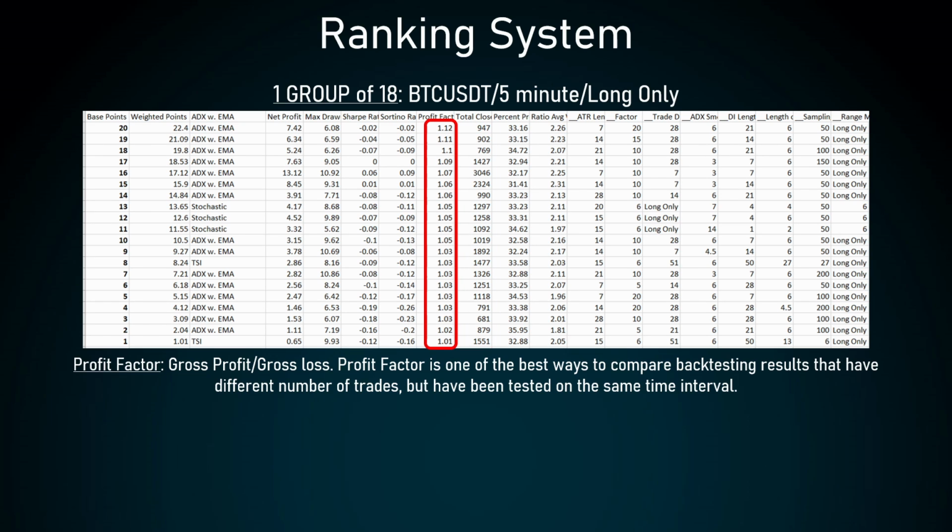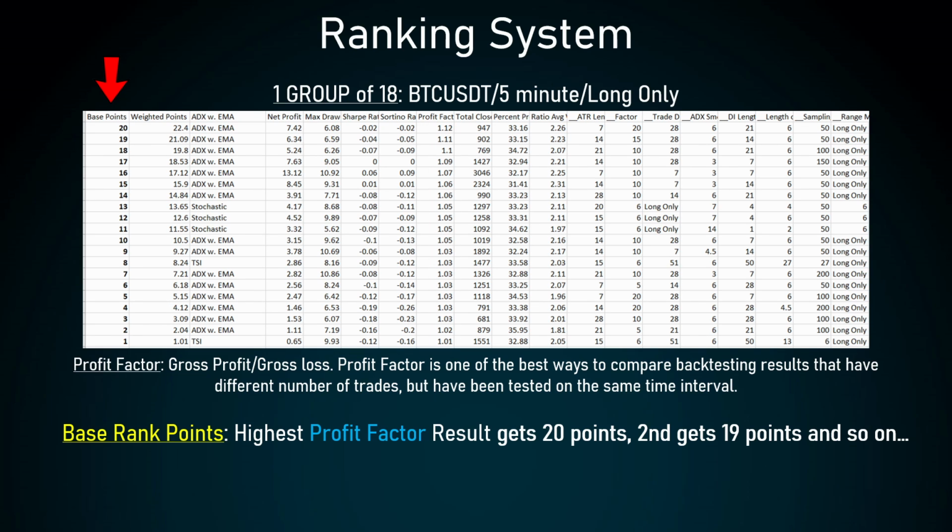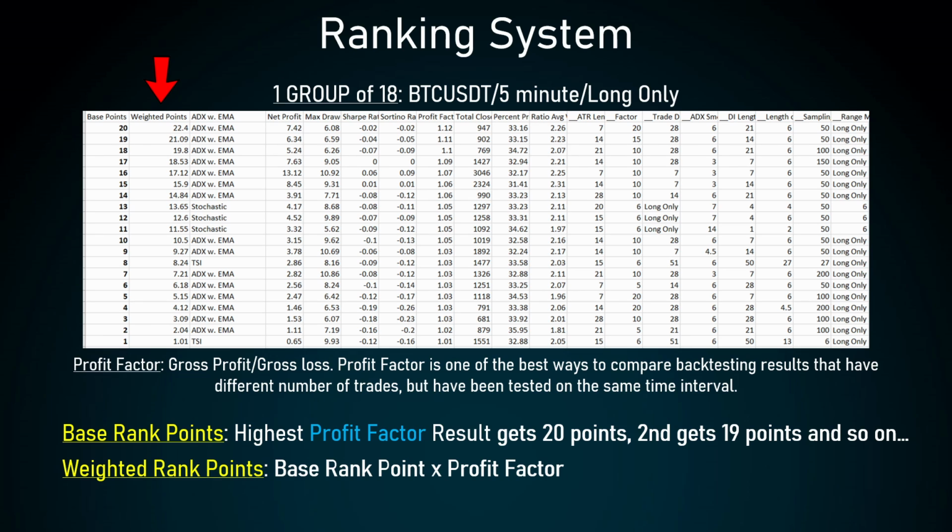And that's where profit factor comes in. Profit factor solves this problem as it is the gross profit divided by the gross loss. For the profit factor, the number of trades is insignificant as its ratio between the profits and losses matter. So after I sorted all the 18 groups by profit factor, in each group I gave points to the 20 best results. The backtest result with the highest profit factor will get 20 points, the second best 19 points, and so on until 1.